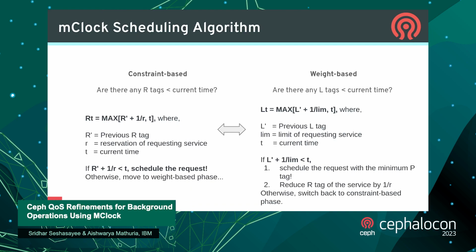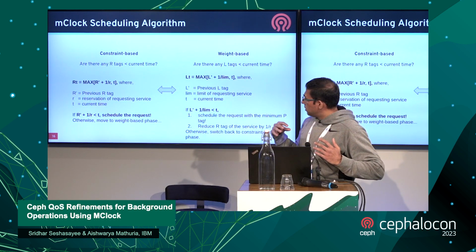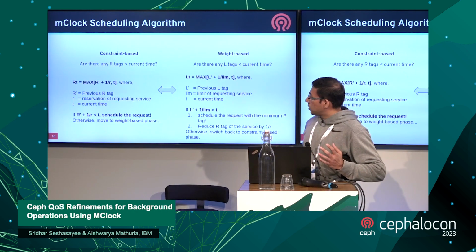So the algorithm essentially first checks if there are any reservation tags which are less than the current time, and the way it does this is through a tag increment operation, as I have represented here. So it basically shows that the tag increment, which is r prime, is nothing but the value of the previous r tag plus the inverse of the reservation of the requesting service. So if the addition of this is less than the current time, it means that the client has still not reached its upper limit, and so that specific request from that client can be scheduled.